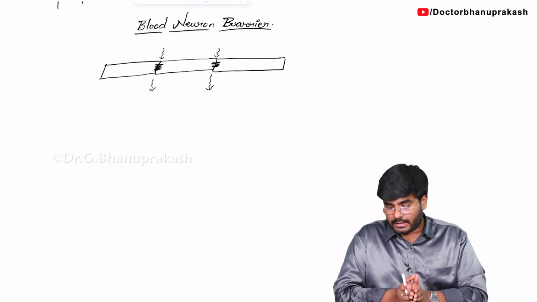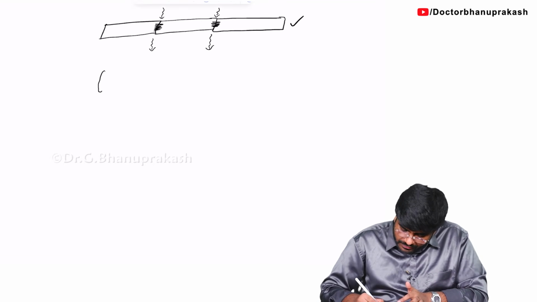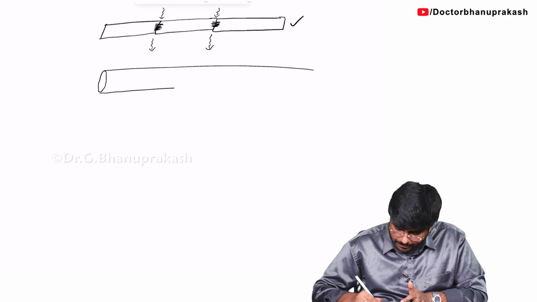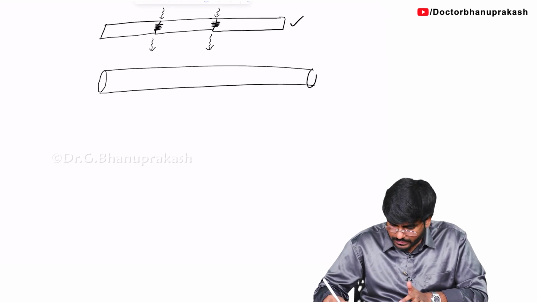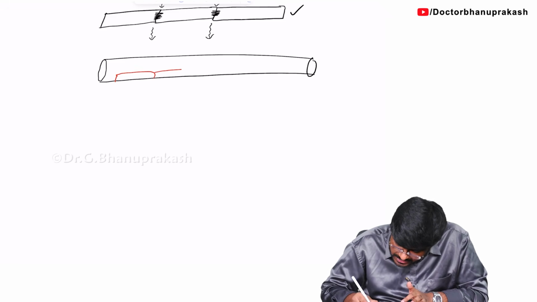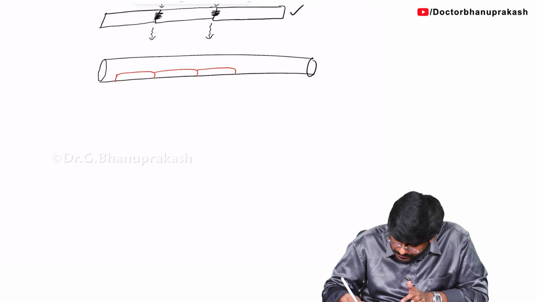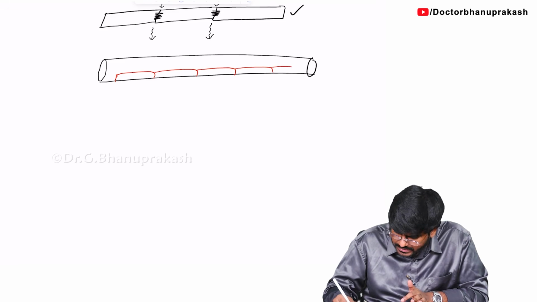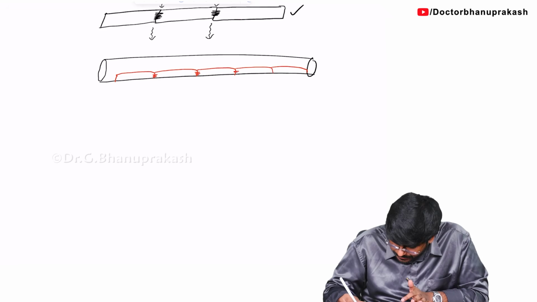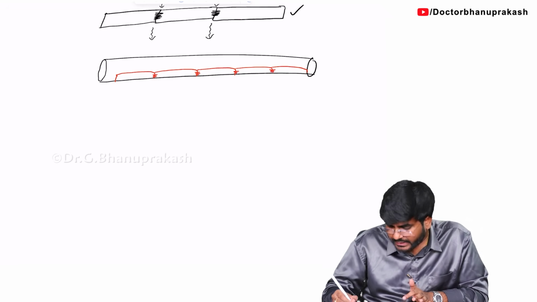And not only that, but also see the blood vessels which are entering into the nerves. Let's say this is the blood vessel in the nerve. What are the lining cells of the blood vessels? The lining cells of the blood vessels are called the endothelial cells. And these endothelial cells also have tight junctions, which are made up of claudin and occludin.